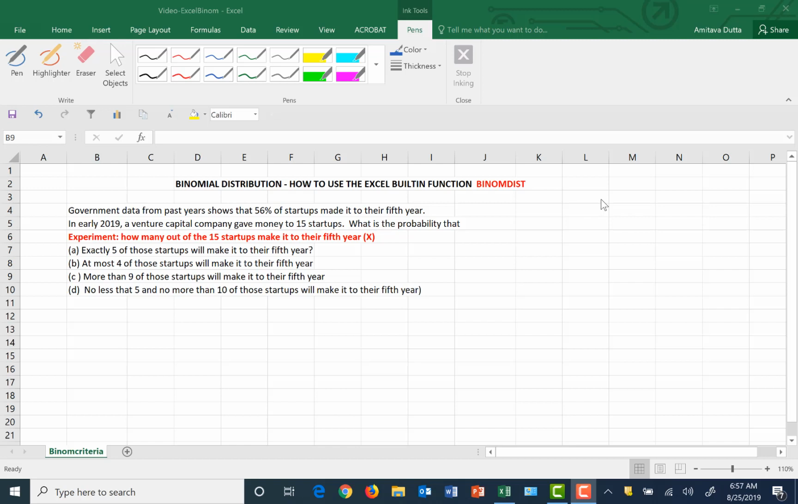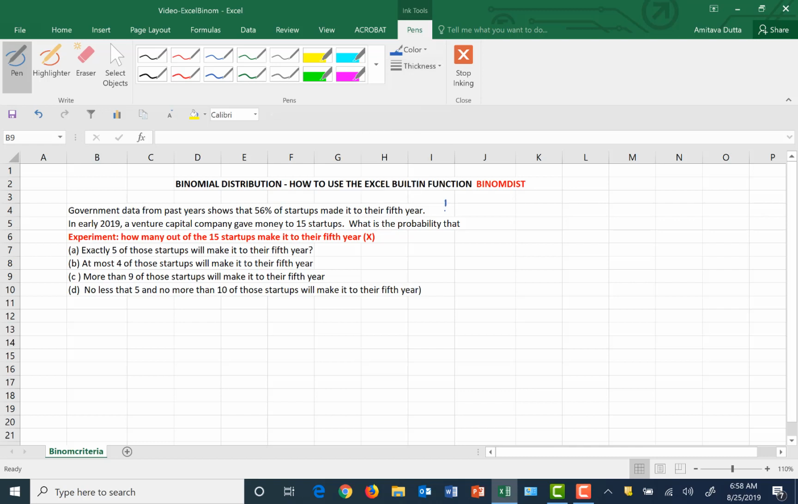In this video, we will focus explicitly on the use of the Excel built-in function BINOMDIST to compute binomial probabilities. The assumption is that you know the theory behind the binomial distribution. So let's take a specific problem setting that we will use to demonstrate the use of this function.